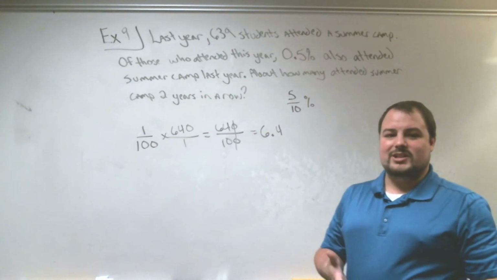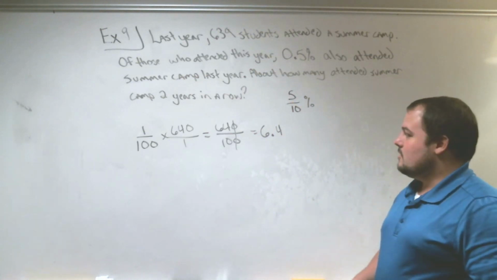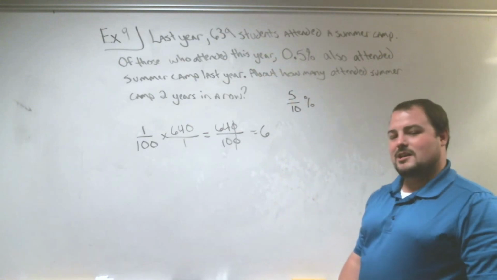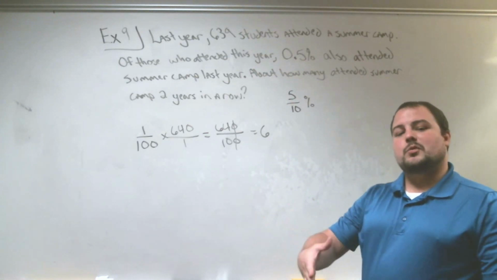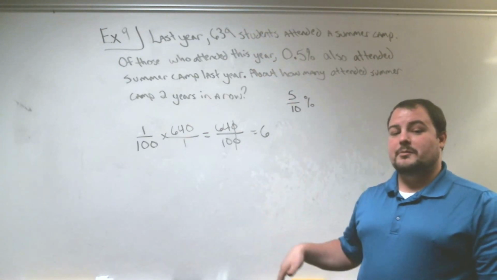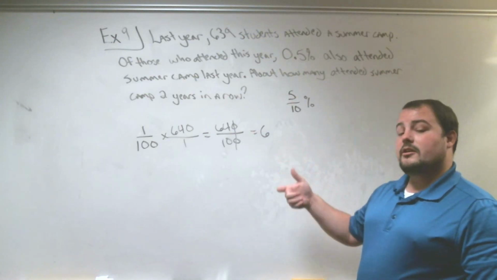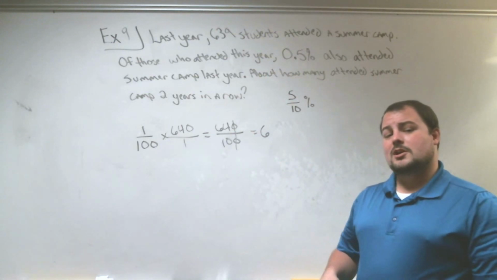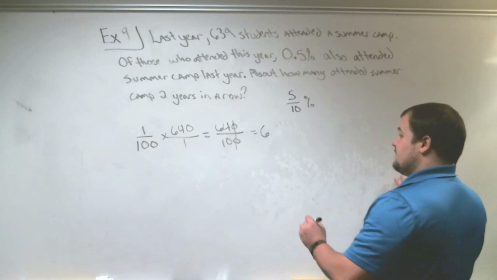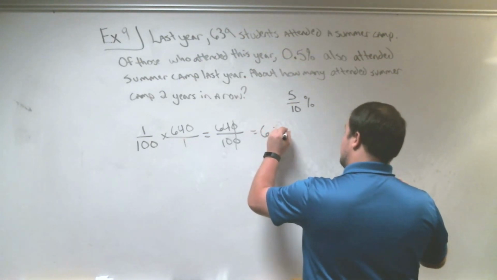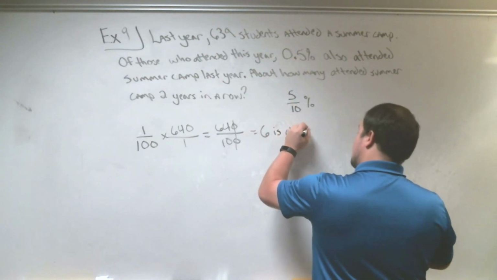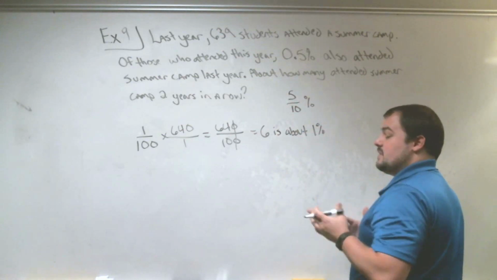And I really can't have 6.4 of a student, so I'm just going to say it's about 6. I'm going to take off the 0.4 because it's less than 5. And out of 640 students, about 6 of those represent 1%. So 6 is about 1% of 640.